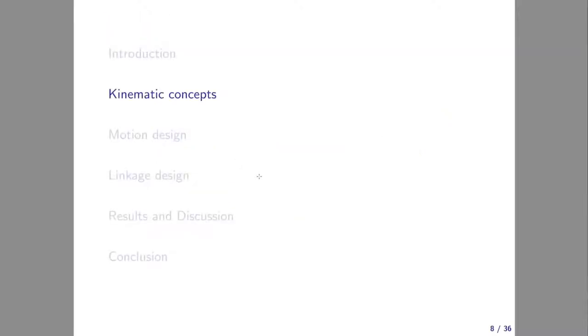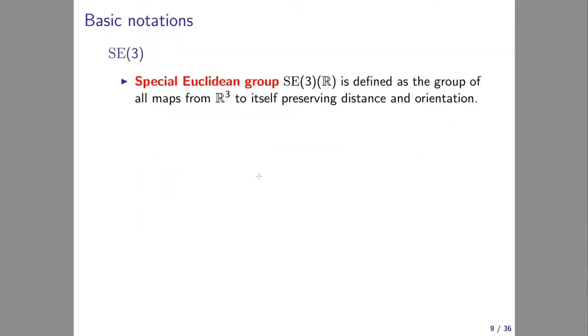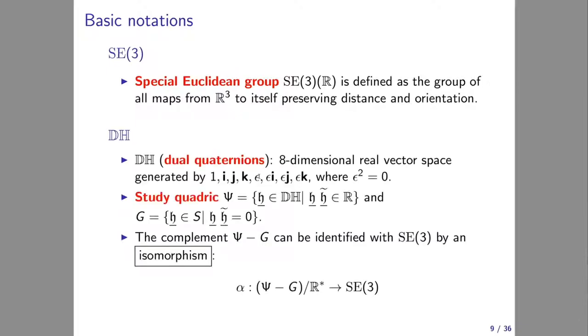So let's see the kinematics part, which is the second part of my talk. Because we use rigid body motion, the special Euclidean group is used here. Instead of using 4x4 matrices, we use dual quaternions, which form an 8-dimensional real vector space. In fact, the most interesting subset of the dual quaternions is the Study quadric, namely those dual quaternions with real norm. Those with non-zero real norm can be identified with the special Euclidean group by the following map.